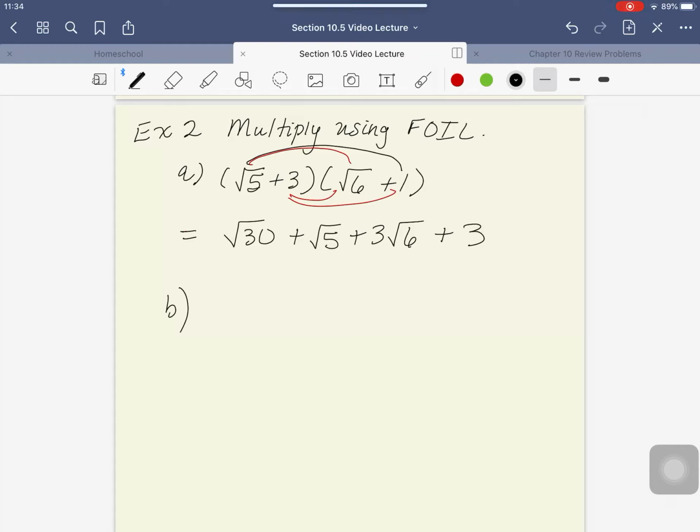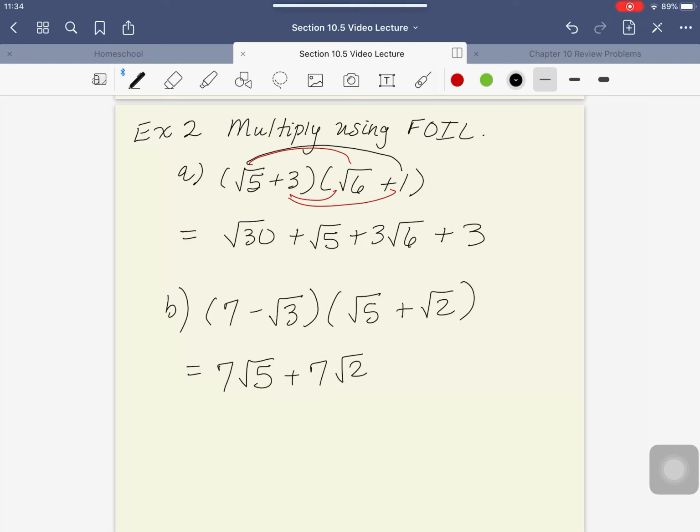All right, now we have 7 minus square root of 3 times the quantity square root of 5 plus the square root of 2. And again, we're going to use FOIL. So that'll be 7 square root of 5 plus 7 square root of 2 minus the square root of 15 minus the square root of 6. And again, we don't have any like terms, so that is the final answer.